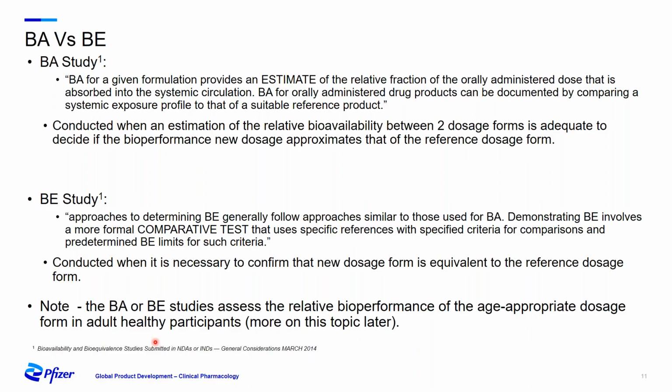The BE study, on the other hand, is where you have a clear criteria. It's a comparative test. It's like a BA study, but it is a comparative test, and you're declaring equivalence based on the BE criteria, which is the 80 to 125 that we typically use. And it is necessary to conduct a BE trial when it is necessary to confirm that the new dosage form is equivalent to the reference dosage form.